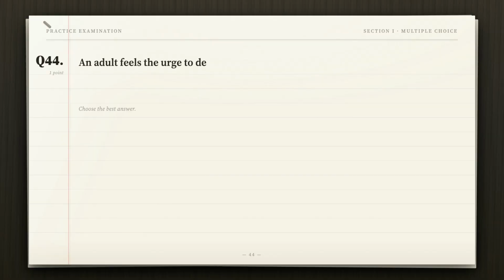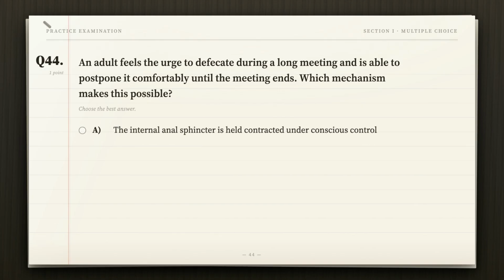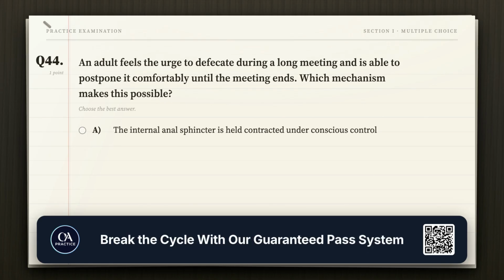Question 44. An adult feels the urge to defecate during a long meeting and is able to postpone it comfortably until the meeting ends. Which mechanism makes this possible? Your options are: A. The internal anal sphincter is held contracted under conscious control.